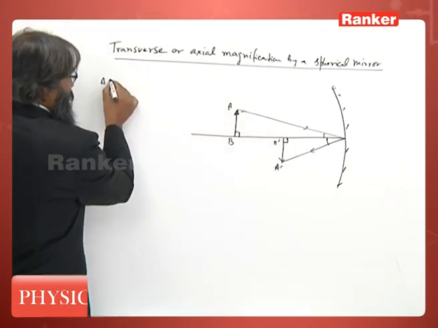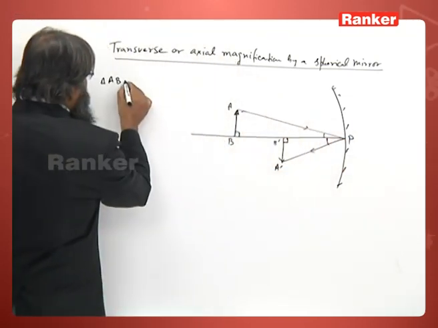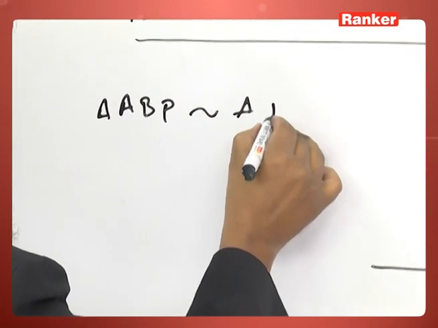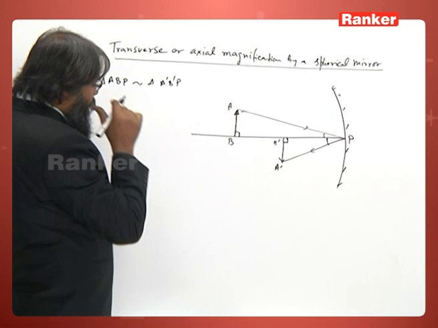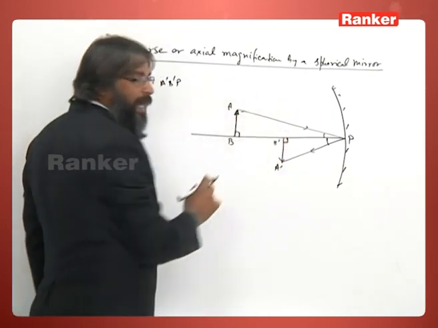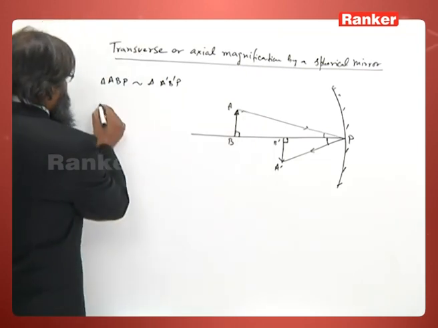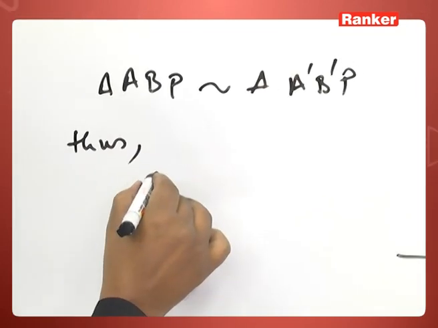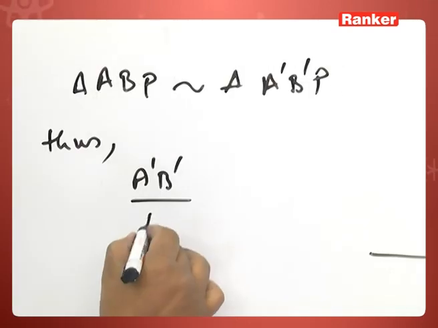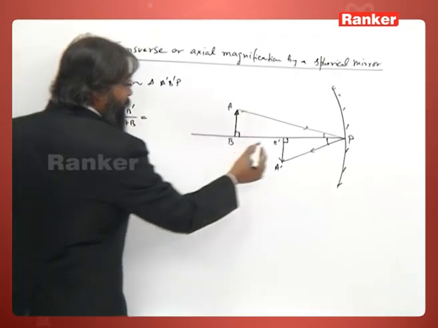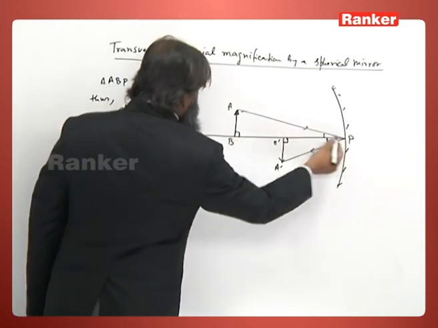So triangle ABP, this is P, pole, ABP is similar to triangle A dash, B dash and P. So these two triangles become equiangular. So we can write, from similarity of triangles, A dash, B dash by AB becomes B dash P by BP.